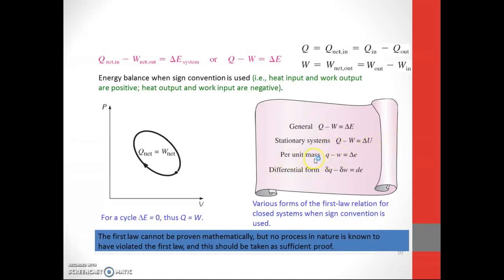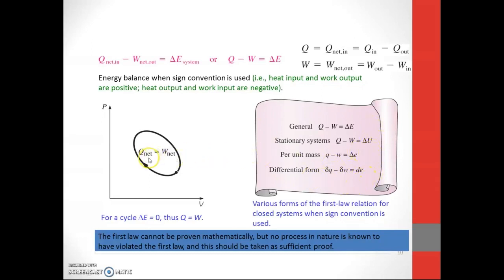But this one is for unit mass, therefore it is for specific. Remember, Q over the mass. We have a small letter q, small letter w, and small letter e, which is total delta E over mass. So, we get delta e. Okay, differential form, this is the symbol. It's just in terms of different conditions.